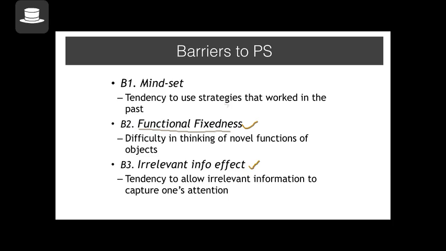The irrelevant information effect is basically getting overwhelmed by irrelevant information, unable to capture the actual important operators or constraints in a given problem. So let's move on to mindset and functional fixedness. These are the 2 things that we'll talk about. The third is self-explanatory.